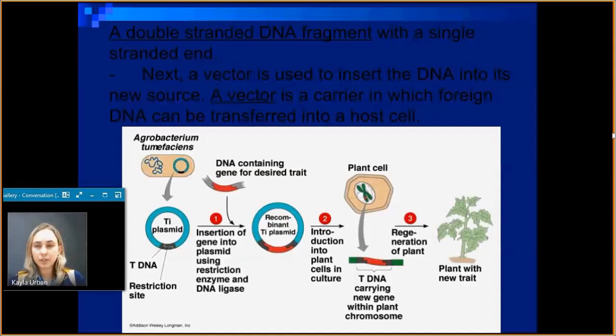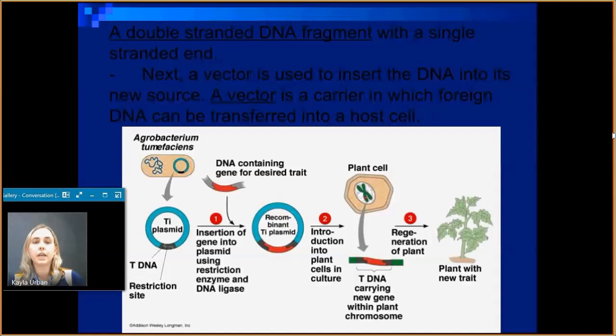And we talked about vectors during the cell unit. And we said that vectors are an animal that carries disease and gives it to another organism. We talked about bats being a vector. If they bite you, they can give you rabies. We talked about ticks being a vector. If they bite you, they can give you Lyme disease or a number of other things. We also talked about mosquitoes. Here, it's very similar.